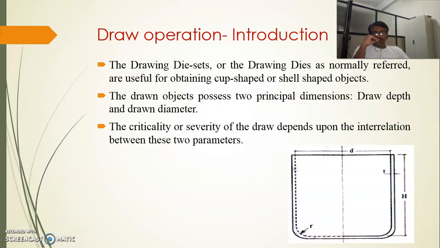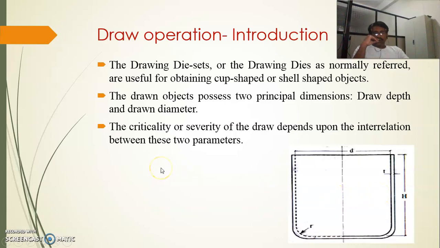dimensions in which we can say that the drawing operation is possible: in this case the draw depth and the draw diameter, these are the two main parameters we have to understand. So the draw depth is given in this figure with the capital H, and the draw diameter is given by the small d in this figure. Now these are the two critical parameters for which we require to design the draw tool.